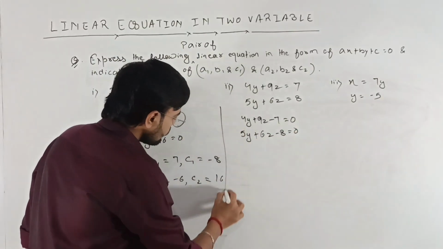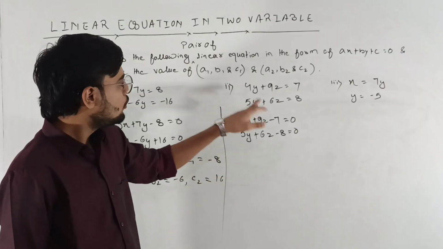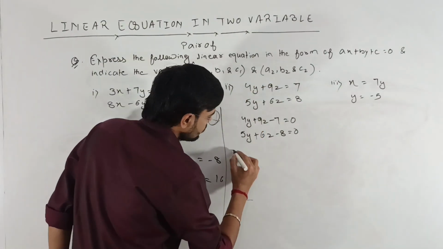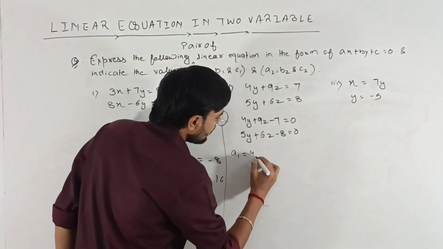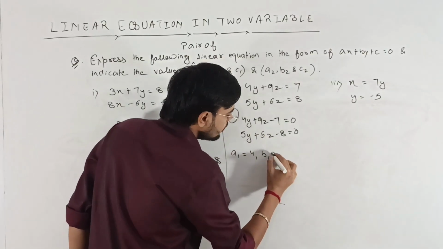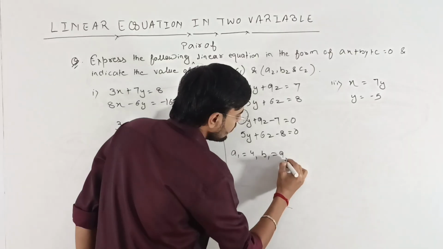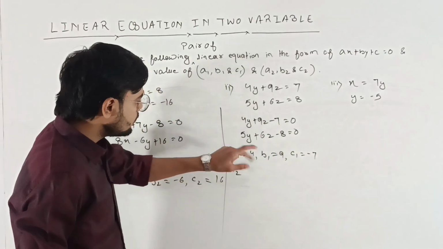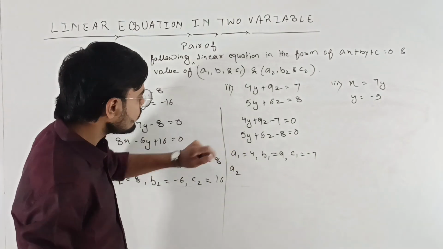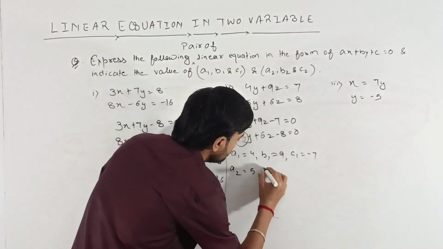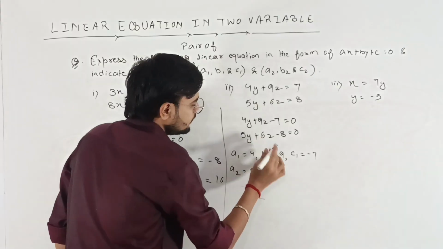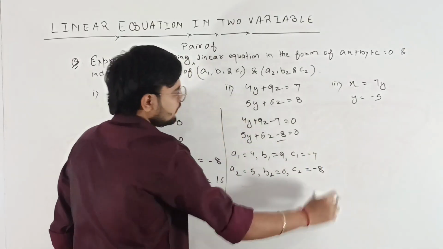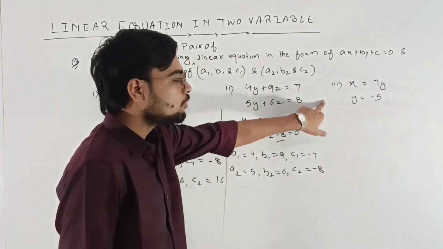Okay, now after converting, we have to write the value of a1, b1, c1 and a2, b2, c2. So a1, which means first equation, a1 is 4, b1 is 9, and c1 is minus 7. Now a2 is 5, b2 is 6, and c2 is minus 8. Okay. Now let's move to next one.